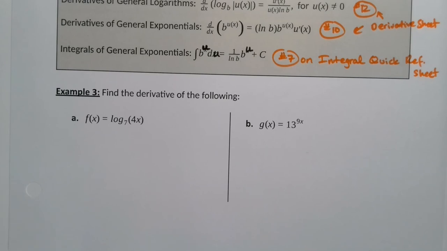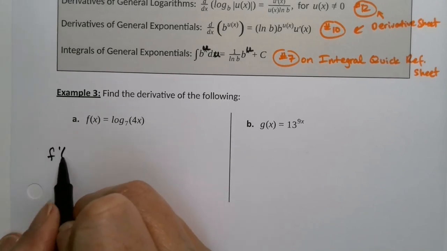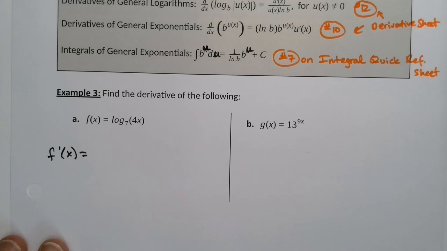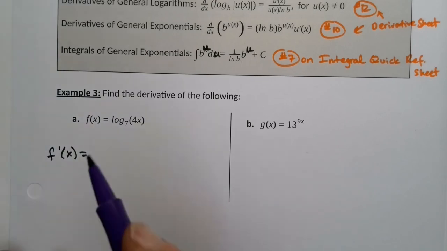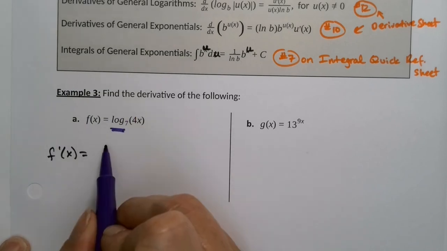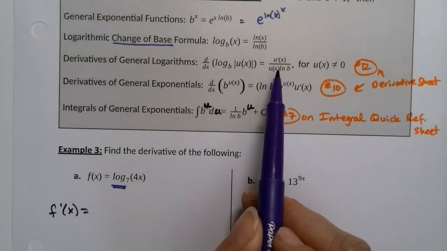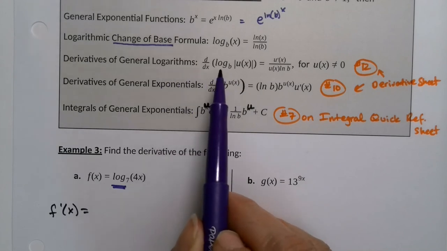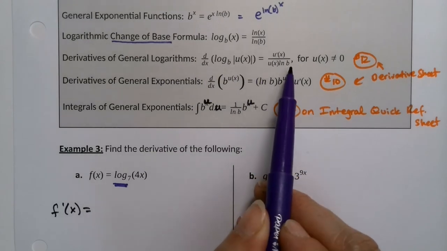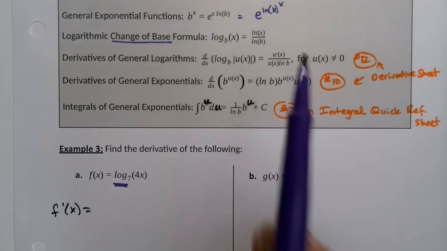All right, derivatives should not be so bad. I mean, we've done a lot of derivatives, and basically everything involves chain rule. Okay, so f prime of x would be equal to, now we take the derivative of the outermost portion first. The outermost portion is the log base 7. So if you look right up here, it's the derivative of a general logarithm. Sorry, I keep saying that. So it's 1 over the natural log of b times u of x in the denominator times u prime of x in the numerator.